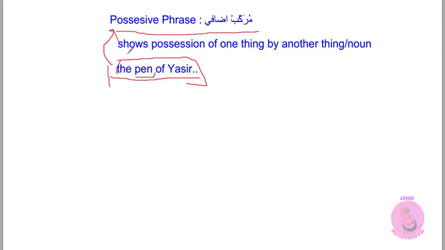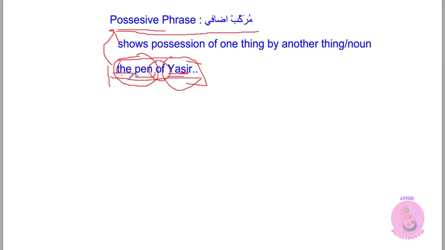Now this possessive phrase shows the possession of the noun by the possessor Yasir. And this "of" shows the relationship between the pen and Yasir. What is the relationship between the pen and Yasir? The relationship is that the pen is possessed by Yasir, or the pen is owned by Yasir. The pen belongs to Yasir. This is the relationship that a possessive phrase shows. It shows possession of one thing by another, or of one noun by another noun. You can say it whatever way you want.